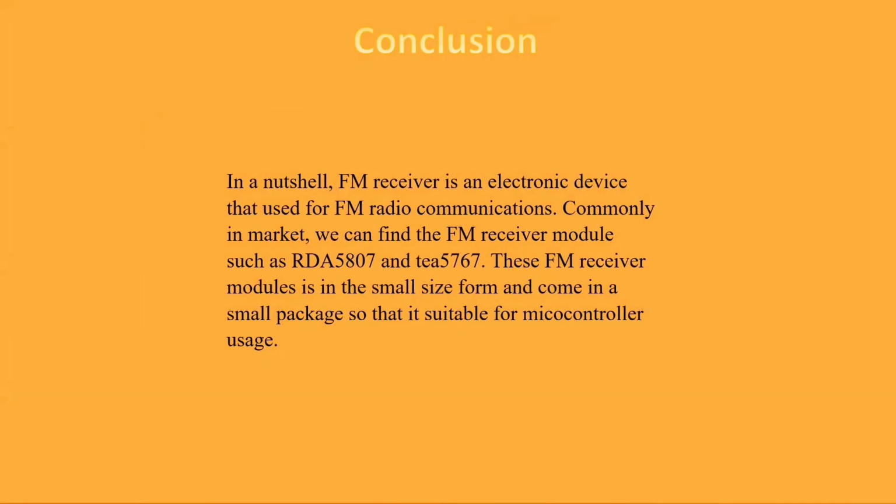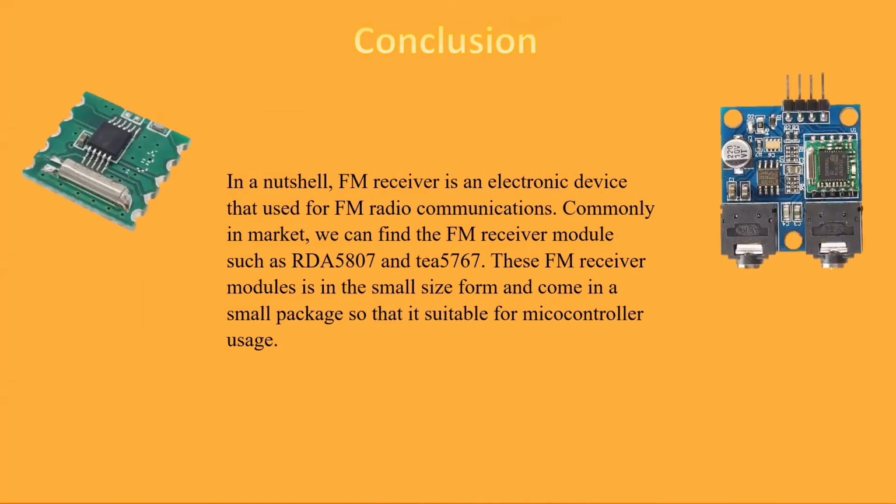And the last part, conclusion. In a nutshell, an FM receiver is an electronic device used for FM radio communication. Commonly in the market, we can find FM receiver modules such as the RDA5807 and TEA5767. These FM receiver modules are small in size with a small package, so they are suitable for microcontroller usage.